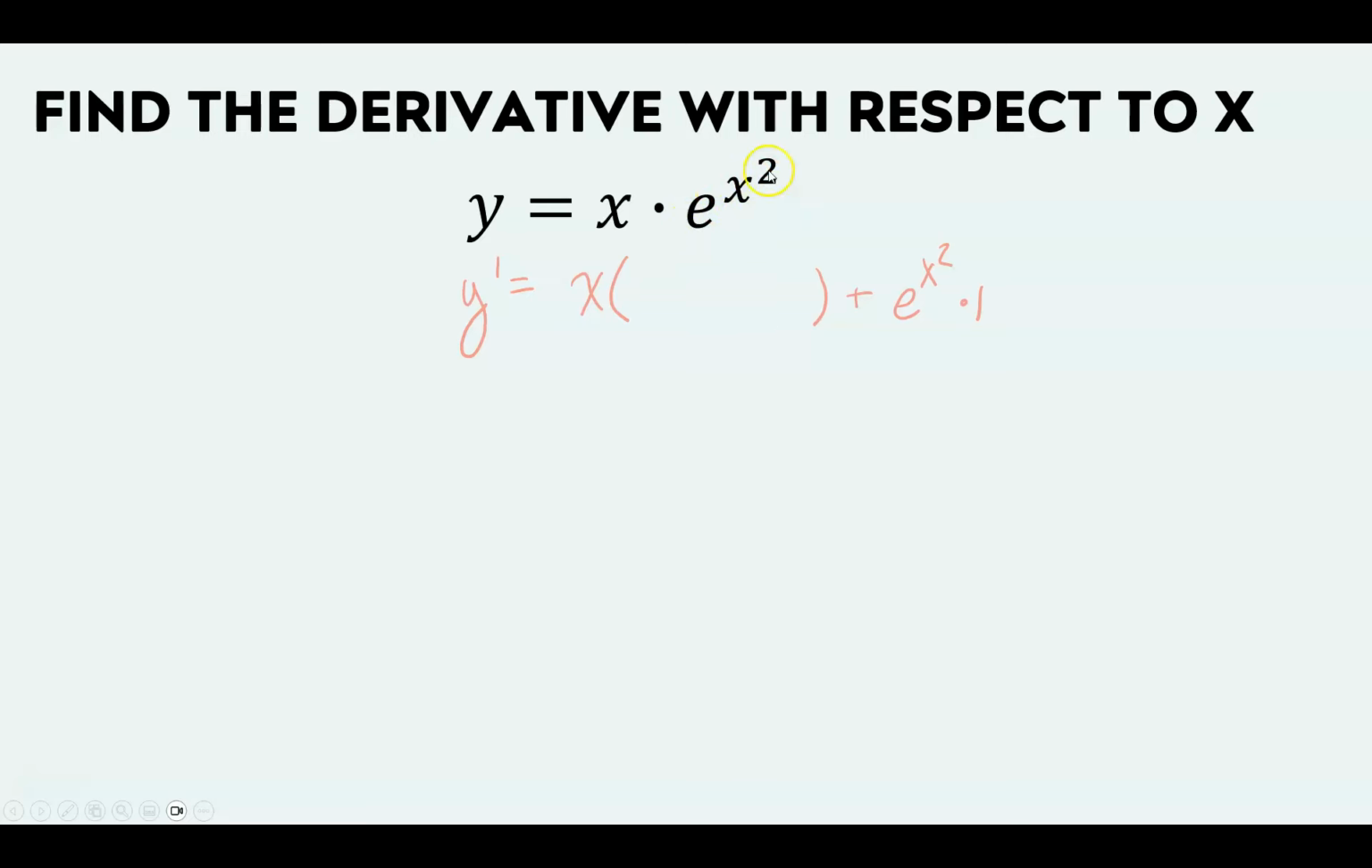And let's go back. The derivative of e to a power is e to that same power. That power is x squared, so chain rule times 2x. Can we simplify? Can we rewrite? Yeah, we can factor out an e to the x squared, and we'd be left with 2x squared plus 1.